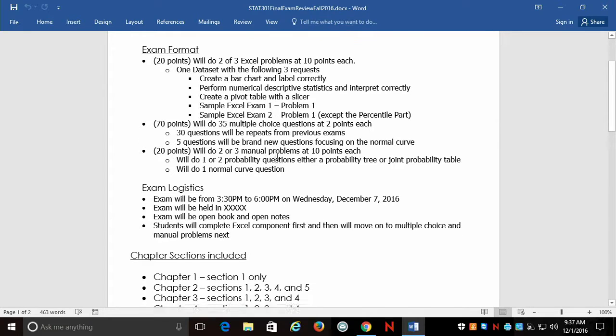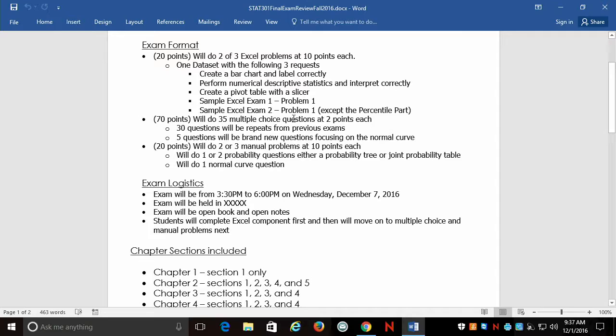There will be 35 multiple choice questions. 30 of them will be ones that you've seen before. They'll be from one of the first 3 exams, so they'll be review ones, cumulative ones, if you will. 5 of them will be brand new. They'll be on the normal curve, okay? Continuous probability and normal curve.